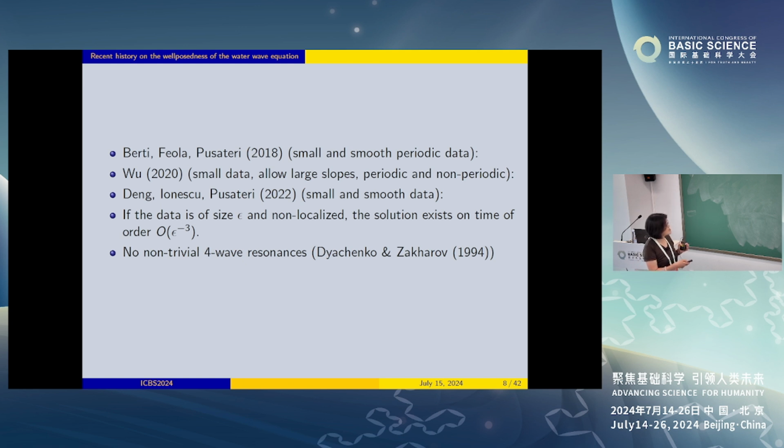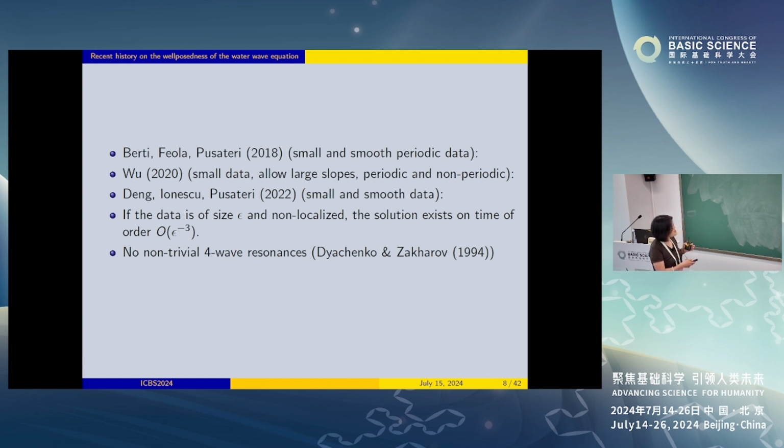This is the first work to make the idea of Dyachenko and Zakharov rigorous. They show that for small, smooth periodic data of size epsilon, you can solve for epsilon to the -3. And here we give a different proof, but it works for a larger class of data, for example with large slope, and it can be both periodic and non-periodic. For data of size epsilon, you can solve for epsilon to the -3.